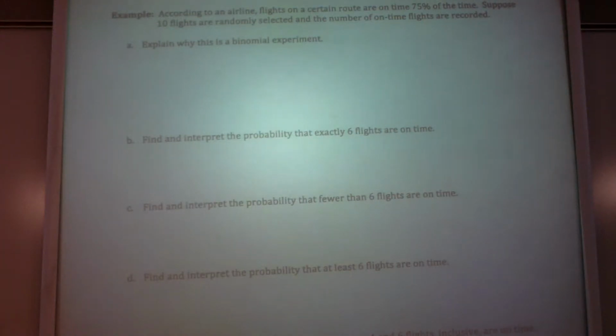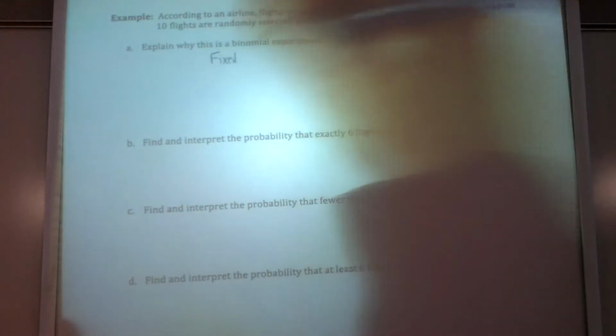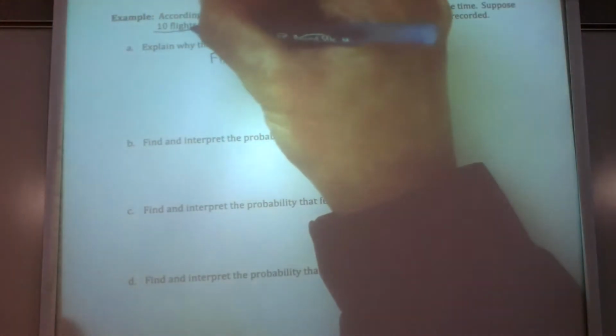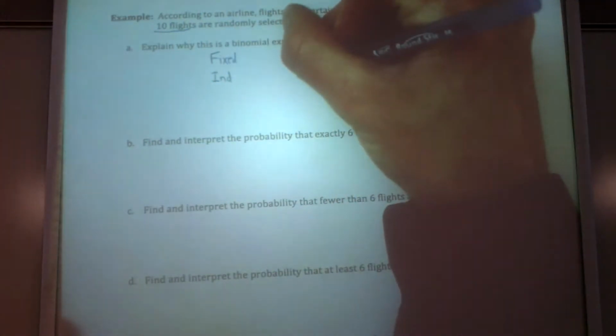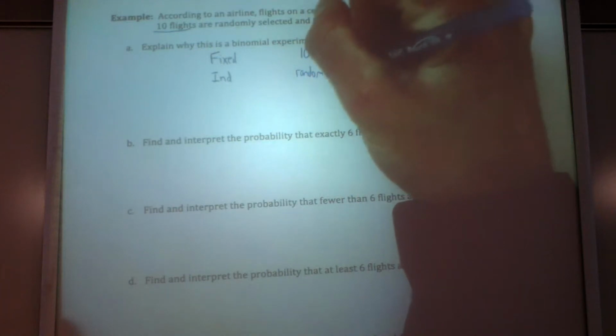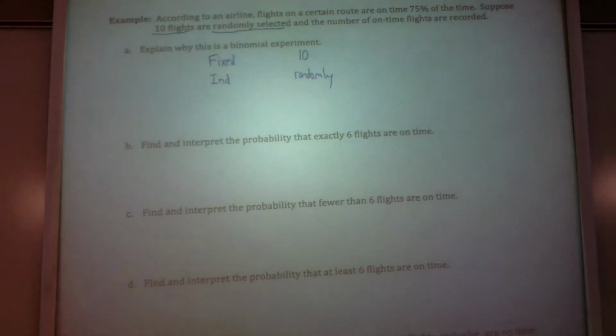According to an airline, flights on a certain route are on time 75% of the time. Suppose 10 flights are randomly selected and the number of on-time flights is recorded. Is this a binomial experiment? First off, is there a fixed number of trials? It says there's 10. Yep, we're only going to look at 10. Are these flights independent of each other? Yes, because they were randomly selected. When we randomly select things, it eliminates bias so that they don't influence each other, therefore they're independent.